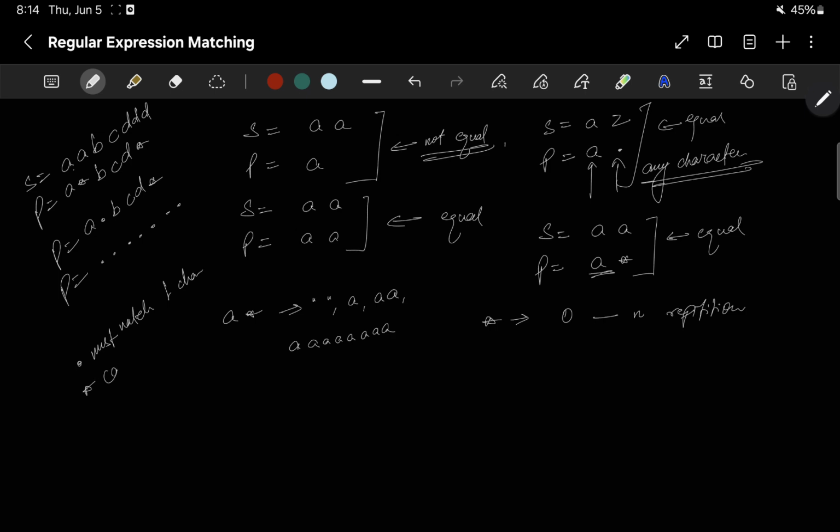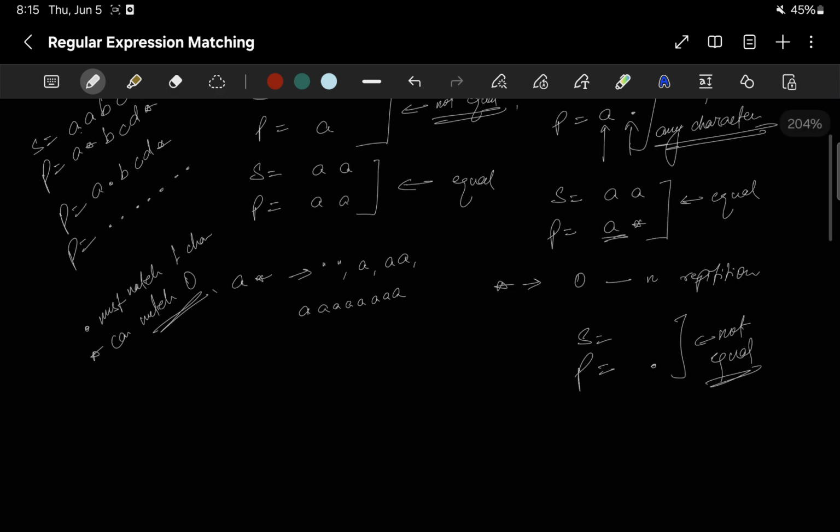Star can match 0 characters also, right? So let's say S is A and P is dot, then yes, they match. But if S is AB and P is only dot, they do not match because there is only one dot. If S is nothing and P is dot, then also they are not equal. Why? Because dot needs something to match.